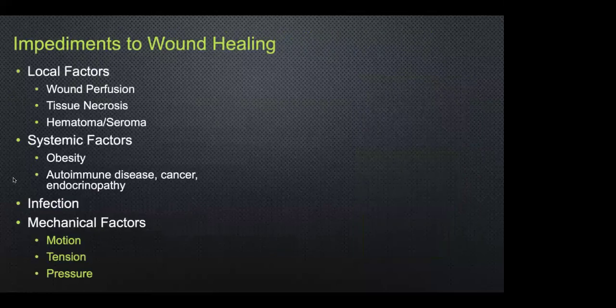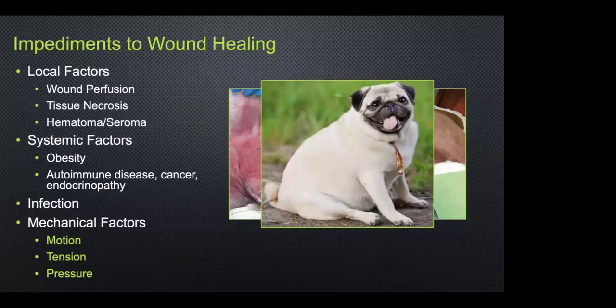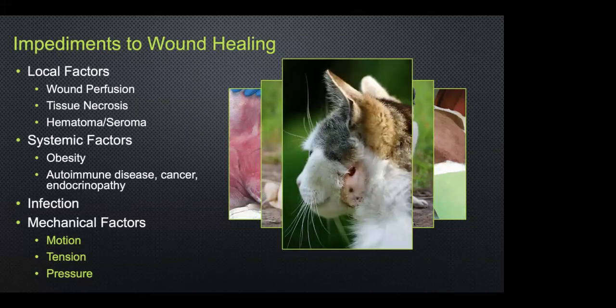There are several impediments to wound healing. Local factors such as wound perfusion, depicted here with tissue necrosis, can obviously impede wound healing. You can also see hematomas and seromas with lots of pockets that can slow down wound healing. Systemic factors like obesity, autoimmune diseases, cancers, endocrinopathies like diabetes or Cushing's. Infection can slow down wound healing, especially with deeper, dirtier bite wounds.